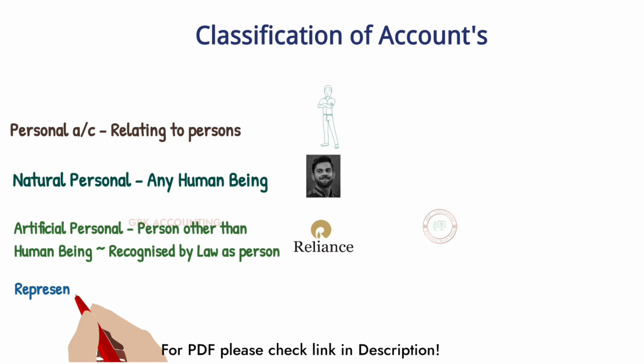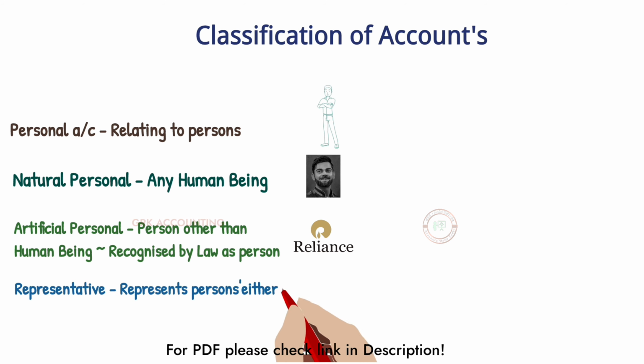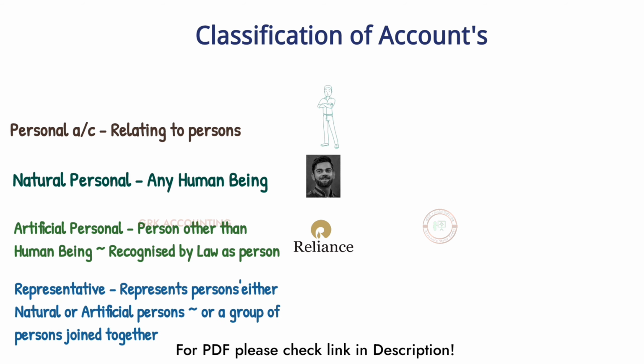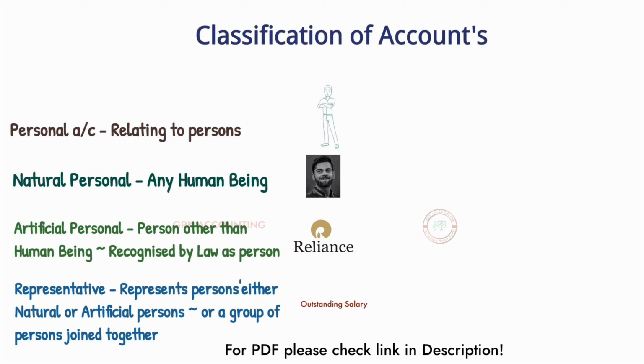The next one is representative account, which represents persons, either natural or artificial persons, or a group of persons joined together, and is called a representative account. Example can be outstanding salaries, prepaid rent, etc. How can this be a personal account? Let us take all salaries which were pending for payment from the last 1 year, grouped into outstanding salary account. Another example, like next year's rent that you have paid earlier, now itself, and we classify it as prepaid rent account. So these are the representative account examples.